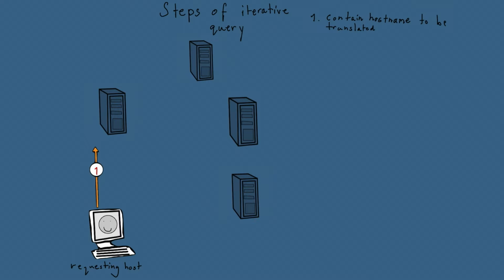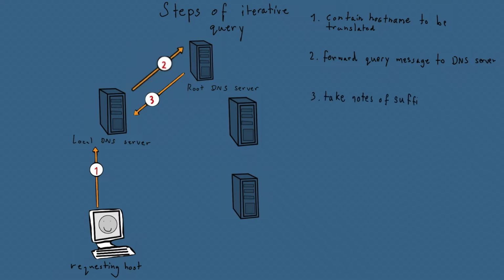So, as we can see, the host first sends a DNS query message to its local DNS server. The query message contains the hostname to be translated. Then, the local DNS server forwards the query message to a root DNS server. The root DNS server then takes note of the suffix and returns to the local DNS server a list of IP addresses for TLD servers.